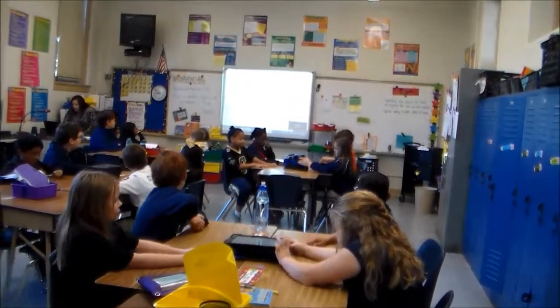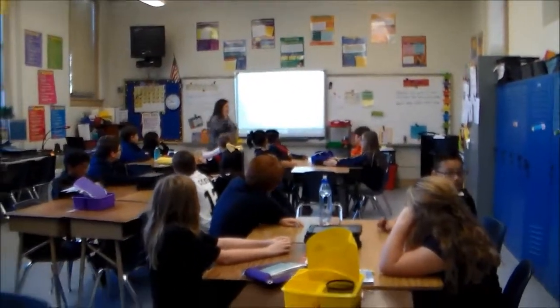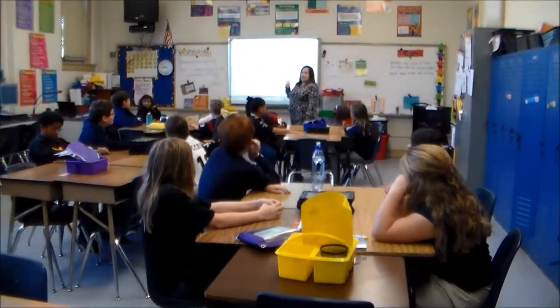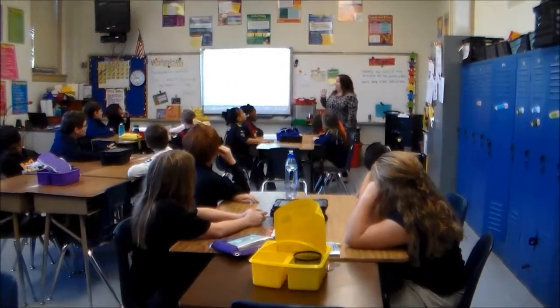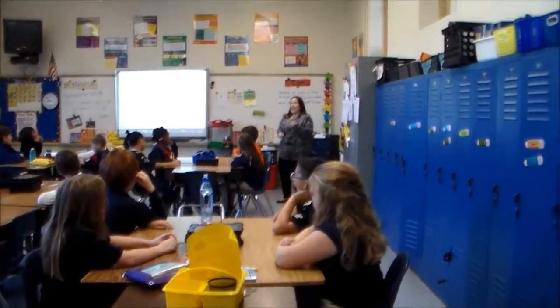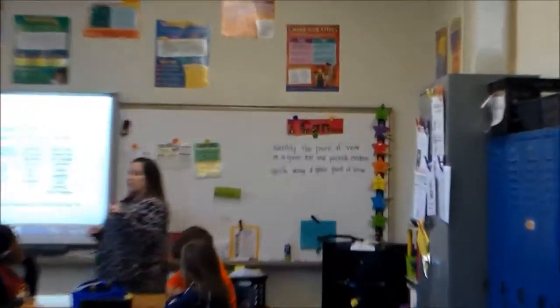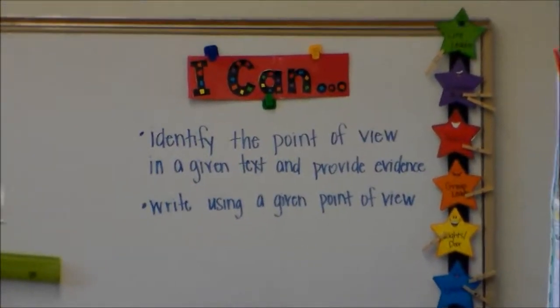Thank you, guys. We're going to talk about our centers for today. We're going to have 4 rotations today. All of the centers are going to deal with point of view. You're going to show me that you can identify and provide evidence for point of view in a text, and you're able to write a short story or passage using a given point of view that you're going to draw from a basket.